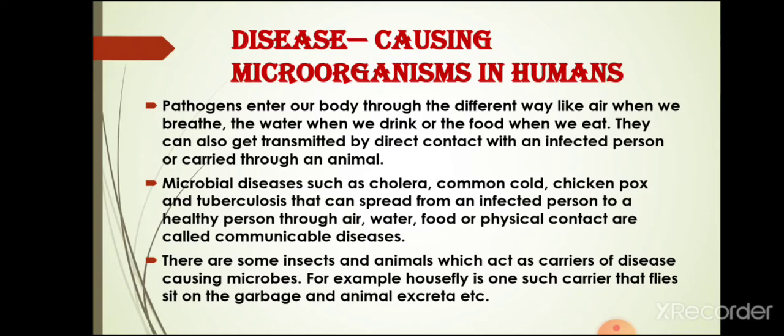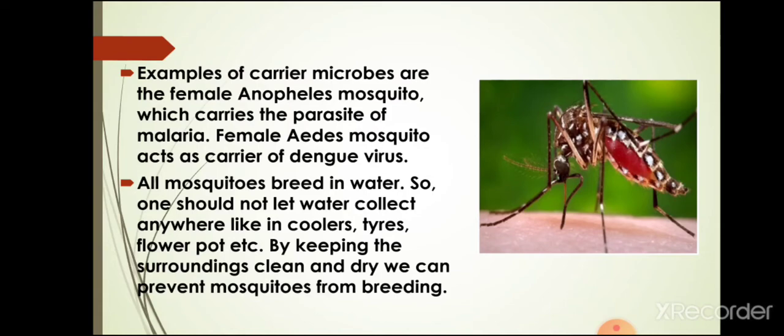There is one more example of a carrier. It is the female Anopheles mosquito, which carries the parasite of malaria, and the female Aedes mosquito, which acts as the carrier of dengue virus. Now students, here is the question: how can we control the spread of malaria and dengue? All mosquitoes breed in water. So one should not let water collect anywhere, like in coolers, tires, flower pots, etc., and should keep the surroundings clean and dry. By these ways we can prevent mosquitoes from breeding.